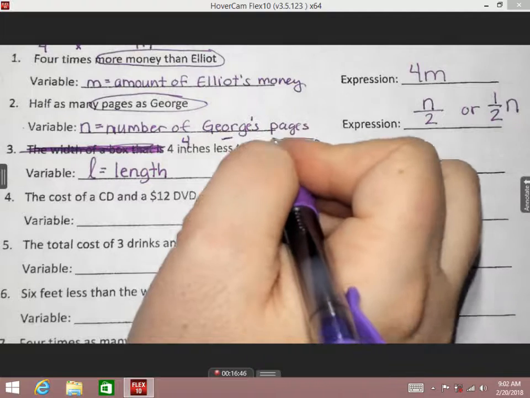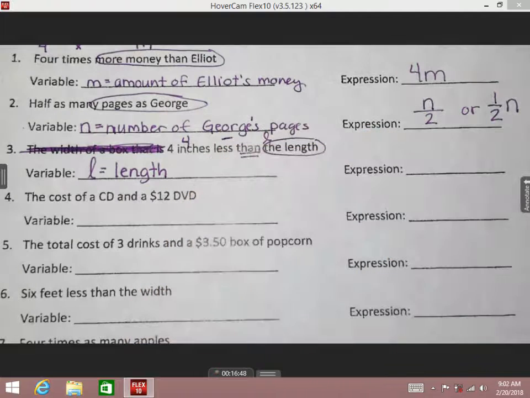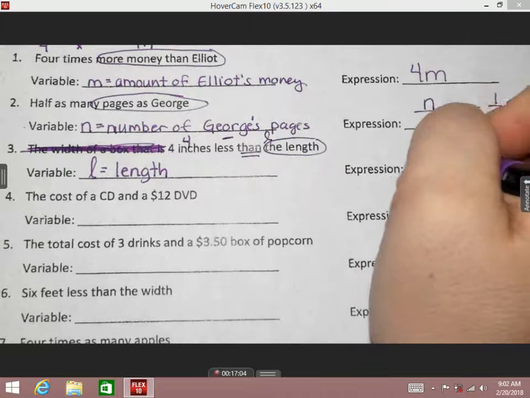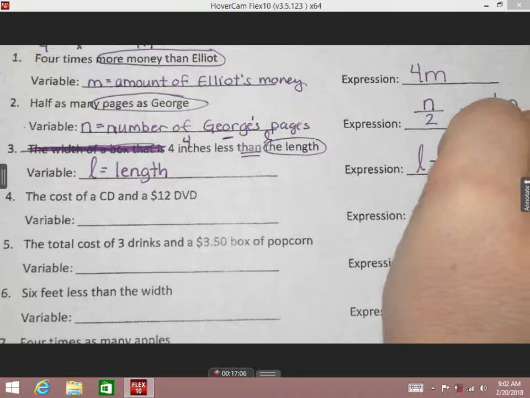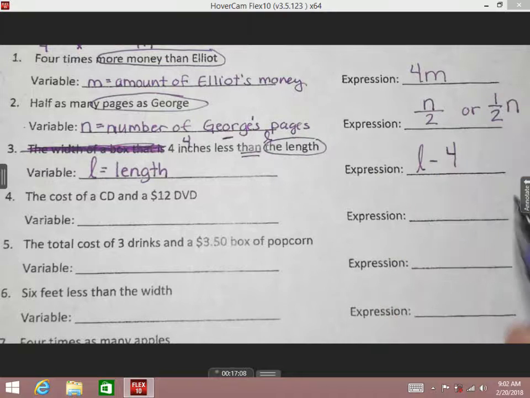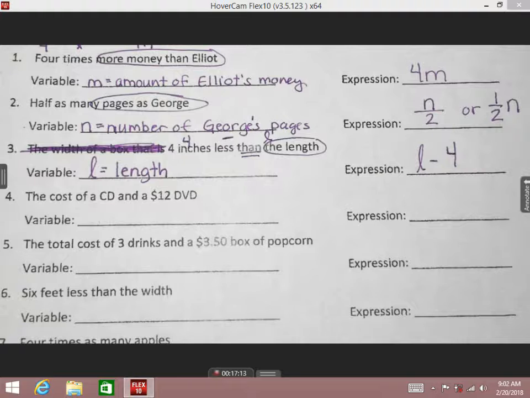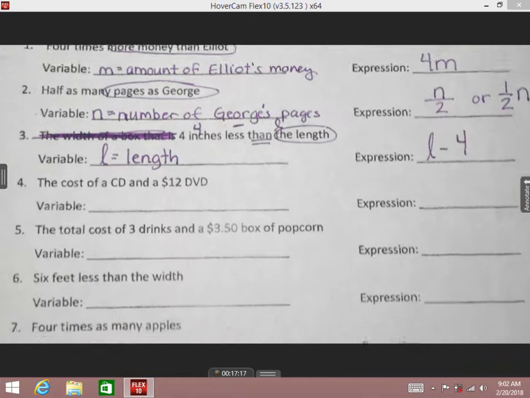Subtraction. And we're subtracting my length. All right, now remember, it has the word than. What's special about the word than? It flips it around, because if we're saying 4 less than the length, I've got to know what the length is before I can take 4 away from it. Okay, so it's L minus 4. If you see than, you've got to flip it around. Okay. All right, number 4.